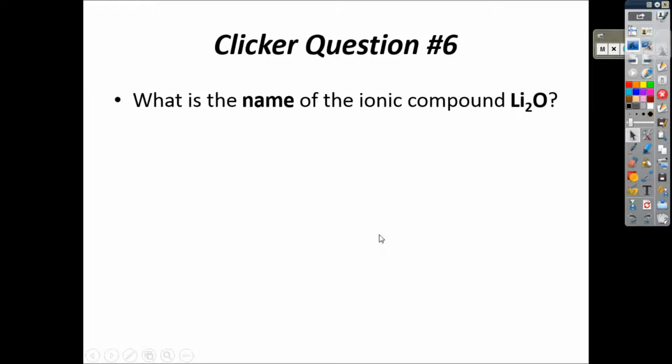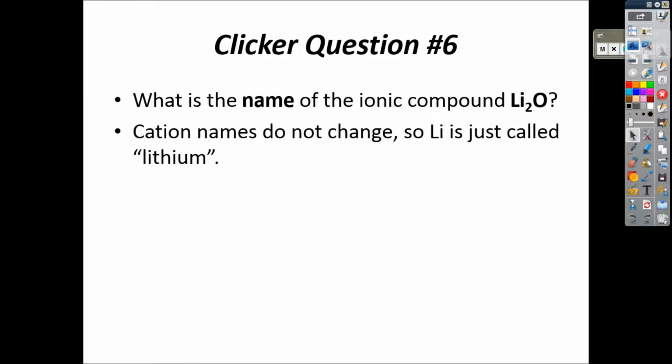Here's another one. What's the name of Li2O? So now we want to write the name of this chemical. Remember, the cations, they do not change their name. So Li, which is lithium, is just going to be called lithium.